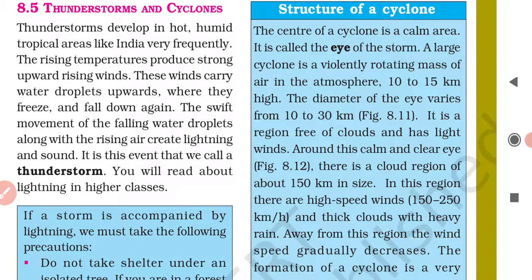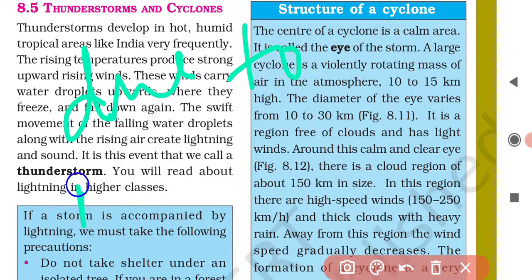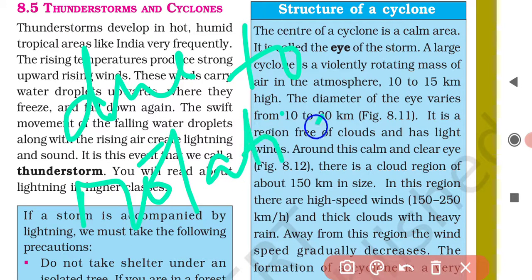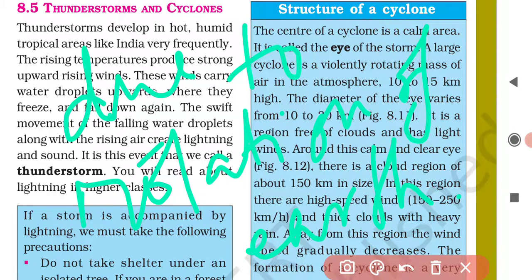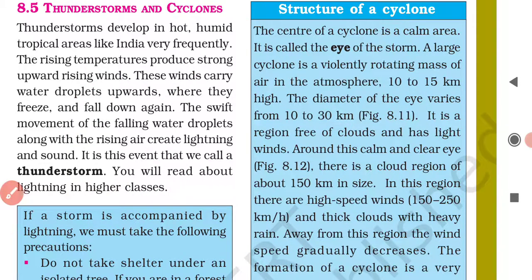A cyclone revolves due to the force exerted by the rotation of earth. Okay, why does the cyclone revolve? It is because of the rotation of earth. A cyclone revolves due to the force exerted by the rotation of earth. Clear? Also, as we have mentioned already in the beginning, the center of a cyclone is a calm area.